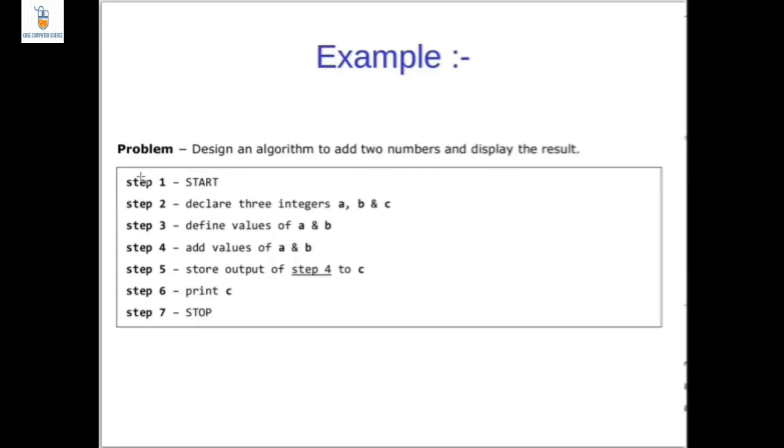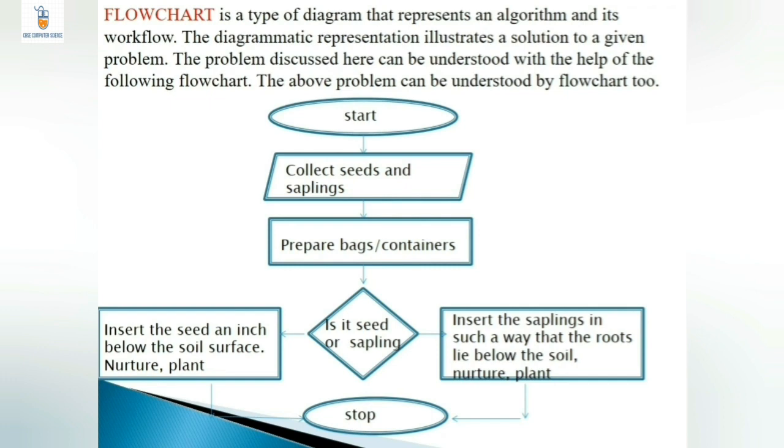So in algorithm we always start, then we take input, then we process and then we give output and the last step will be stop. So this is how we write an algorithm for any computer program. Now once our algorithm is ready, we can represent it in a flowchart form, that is a diagrammatic representation of an algorithm. So what is flowchart? Flowchart is a type of diagram that represents an algorithm and its workflow. So the diagrammatic representation illustrates a solution to a given problem.